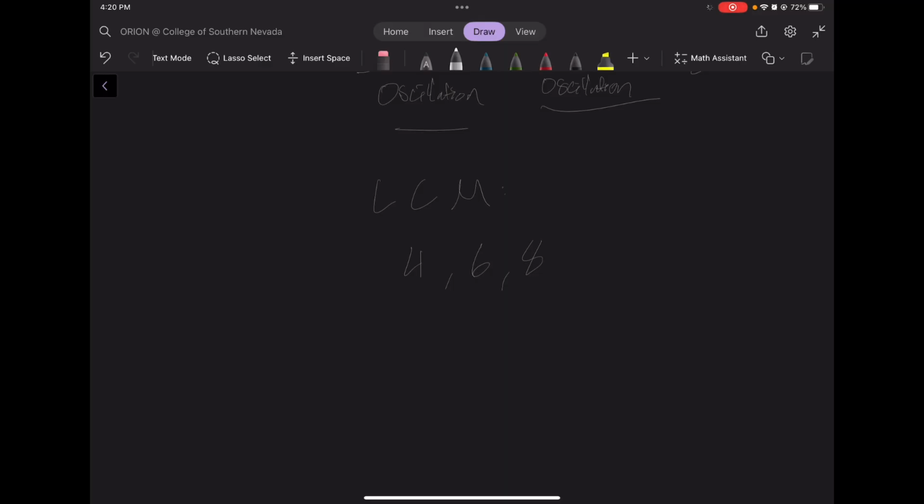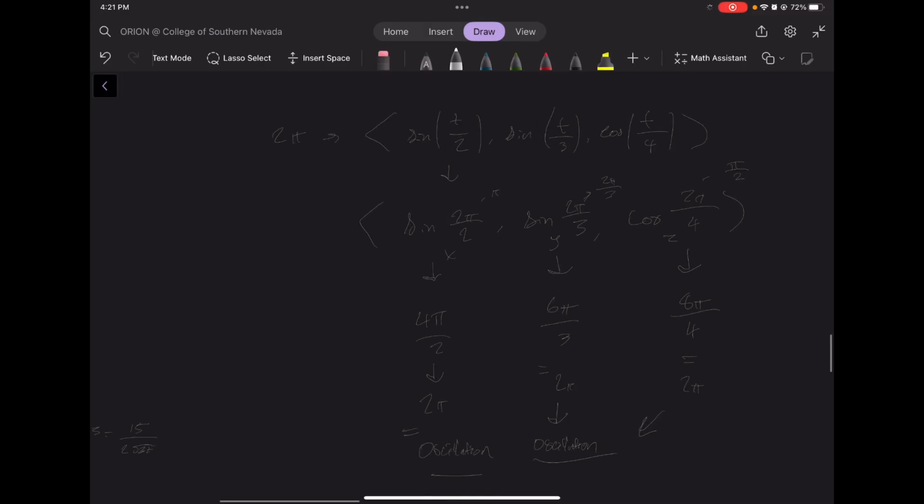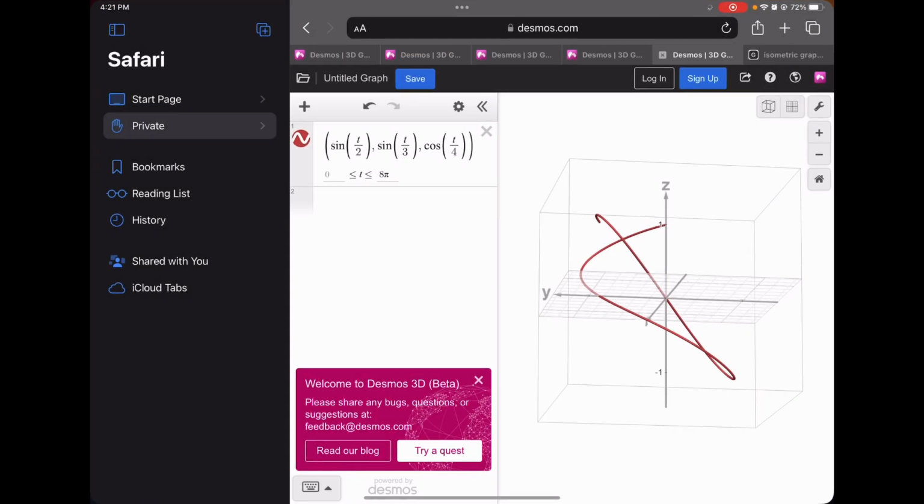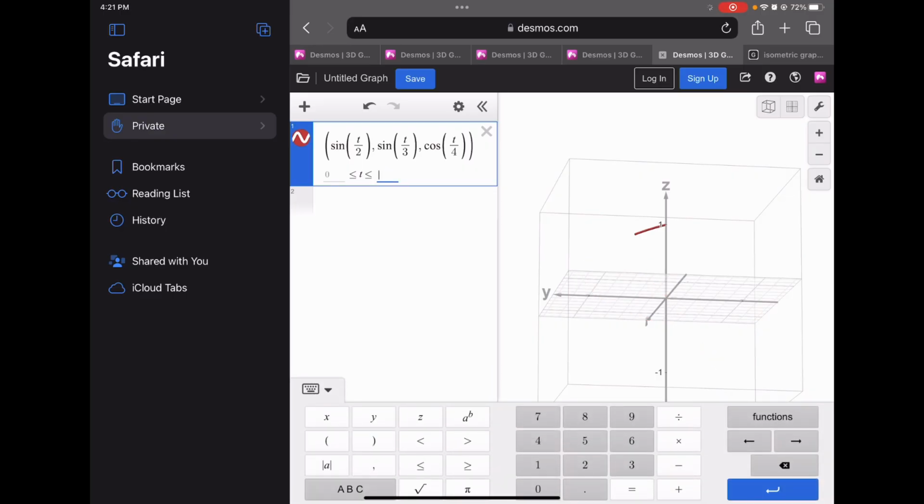So what's the least common multiple of 4, 6, and 8? They don't have 16 in common, or 12, or 20. They all have 24 in common. So that is our least common multiple. In theory, if we have a minimum of 24 pi for our bound, we will have the full view of what the graph is supposed to look like. So let's go right ahead and do that real quick. 24 pi.